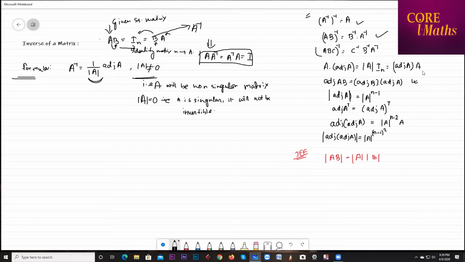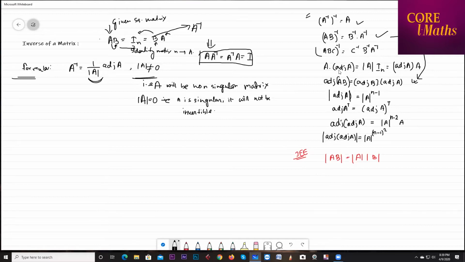For the case of adjoint also, B will come first. So adjoint of AB is also equal to adjoint of B into adjoint of A. Here also, in the same way, ABC whole inverse equals C inverse first, then B inverse, then A inverse.